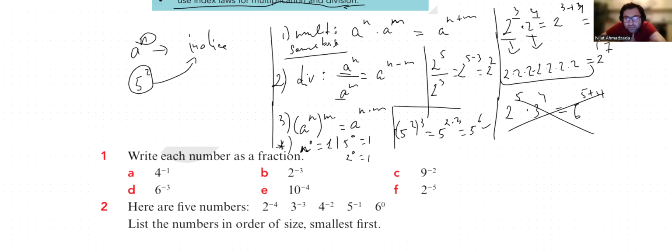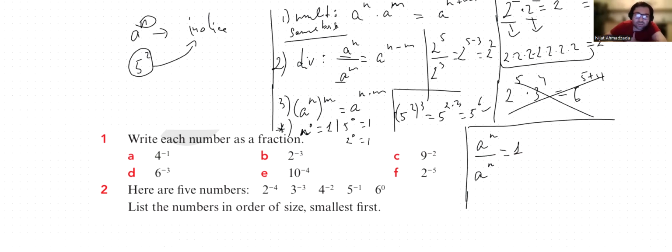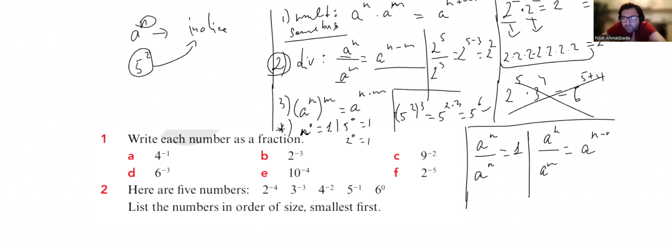And let's see the reason for that. Imagine any number, like a to the power of n, divided by itself, a to the power of n. It's equal to 1, right? Anything divided by itself is equal to 1. Now let's remember the division rule. If we didn't know that it's equal to 1, how would we do this division? So a to the power of n over a to the power of n should be equal to a to the power of n minus n.